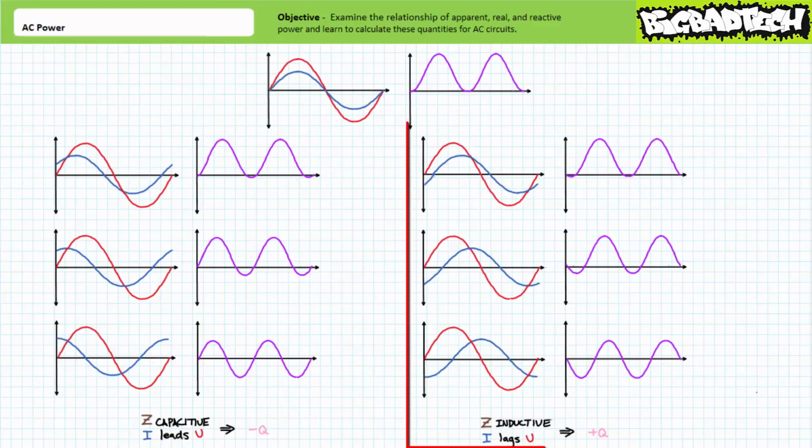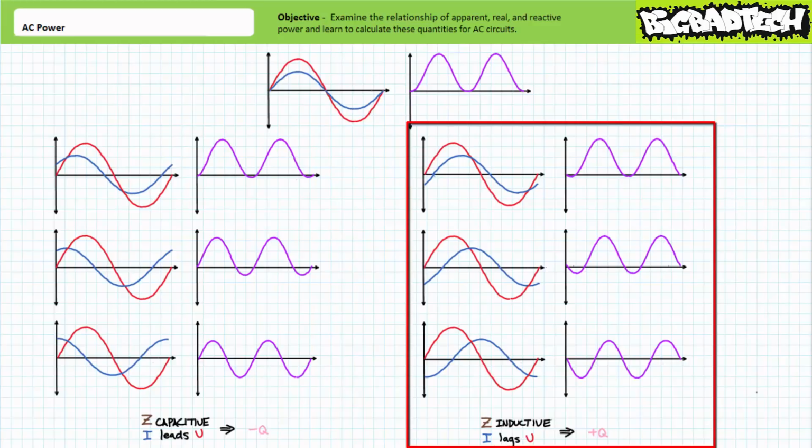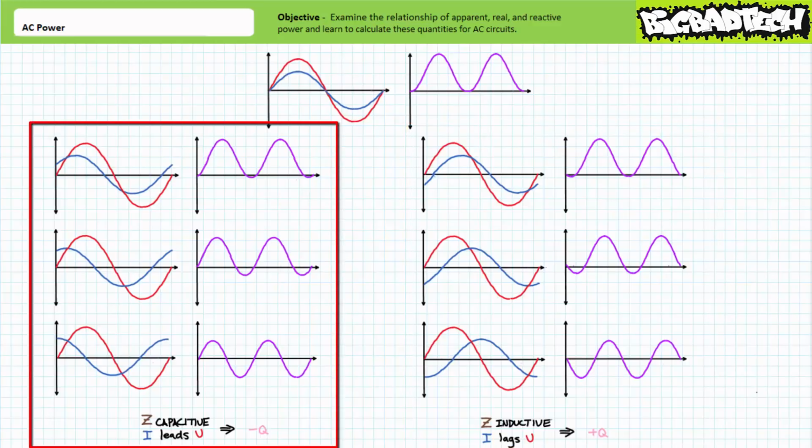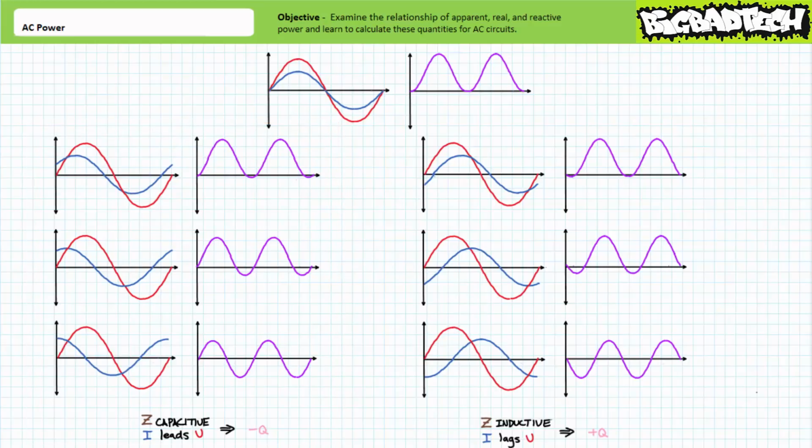In summary, inductive scenarios in which current lags voltage result in reactive power being positive, or absorbing reactive power. Capacitive scenarios in which current leads voltage result in reactive power being negative and supplying reactive power. I don't like this any more than you, but that's the truth. Like I said, this is just an annoying technicality, and the first 4 observations should be the most revealing. By all means, pause the lecture and think on these first 4 observations.